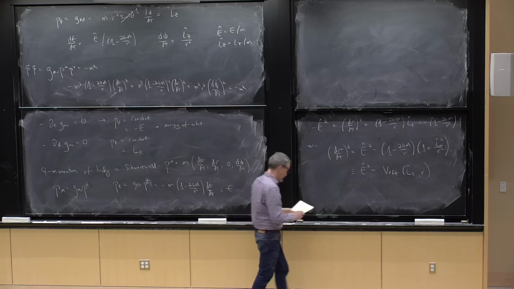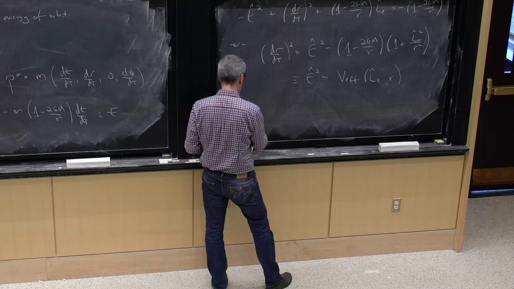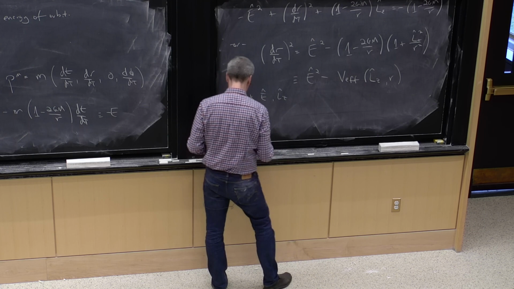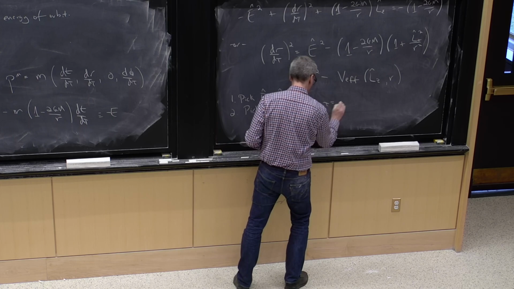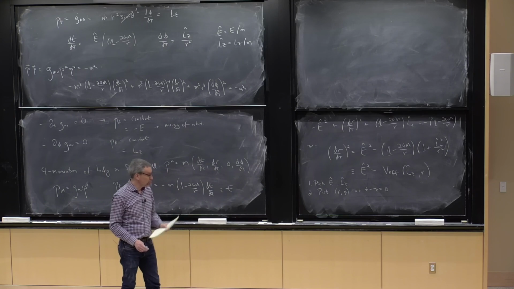So one way to approach what we've got now, one thing that we could do is essentially just pick your energy and your L_z. Pick your energy and your angular momentum. Pick an initial position. Let's imagine you synchronize the clocks at t equals 0. And then just integrate.